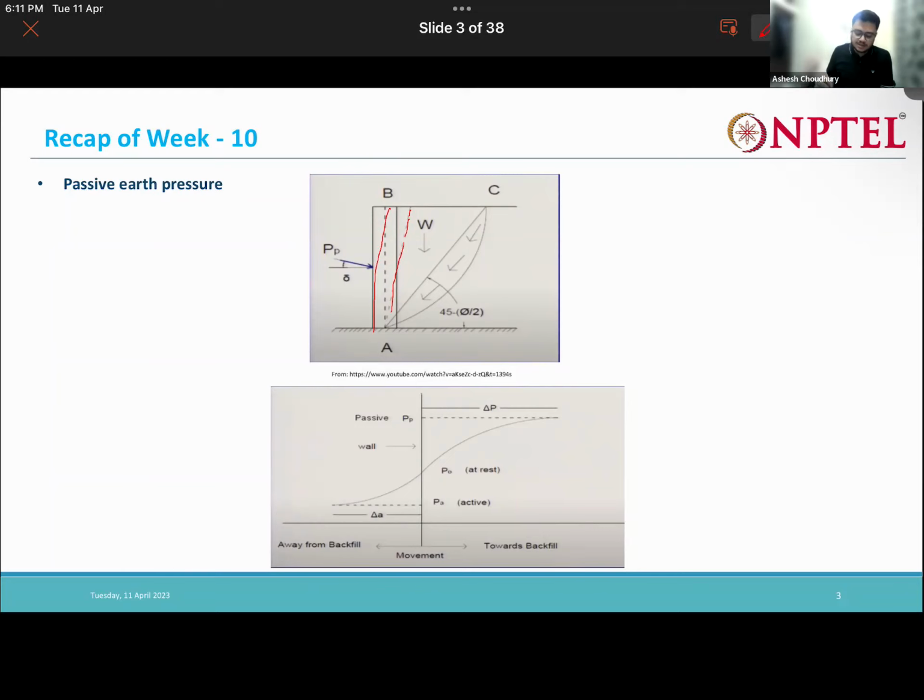There might be many cases. Say you have a retaining wall like this. On one side you have this much soil, and on the other side, we have soil.